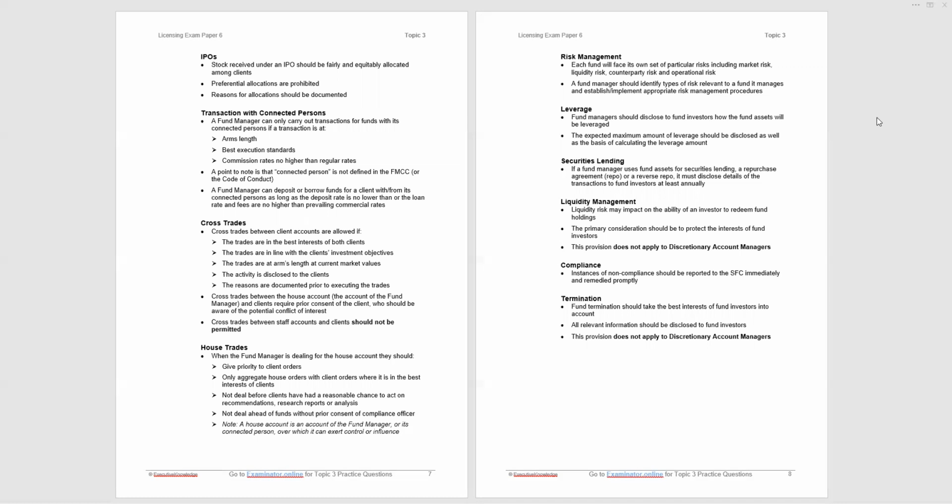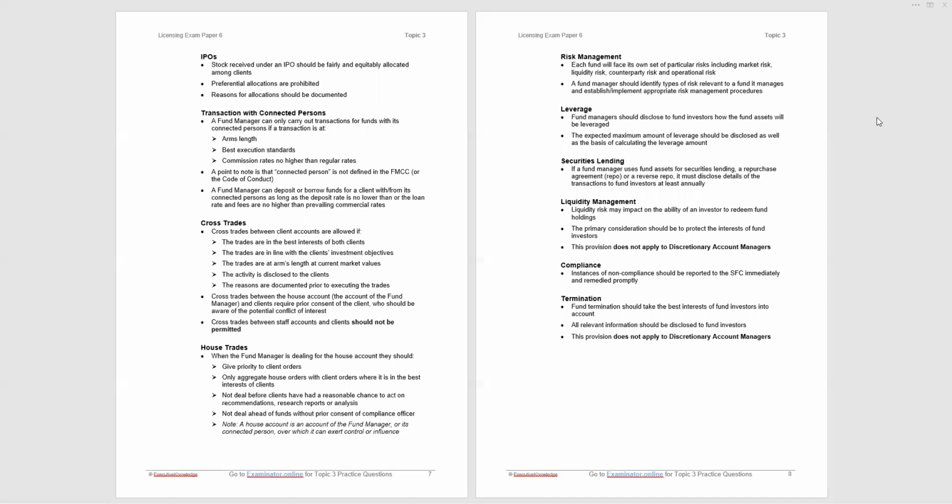Now, cross trades. Be aware, 3 types of cross trades. 2 of them are allowed, 1 is prohibited. Cross trades between clients, that's where you buy for one client, selling from another client. Are they allowed? Only if it's in the best interest of the clients, trades are in line with the clients' investment objectives, and trades are arm's length.